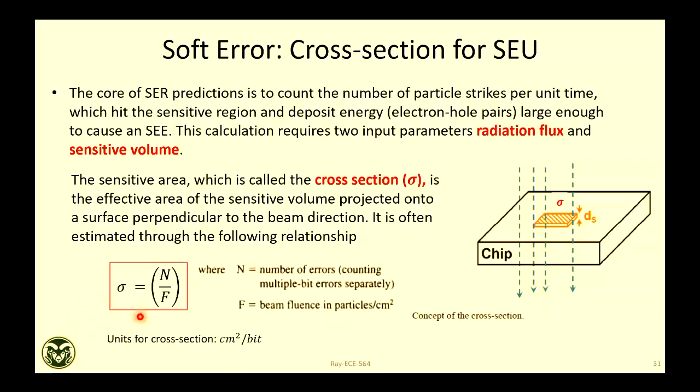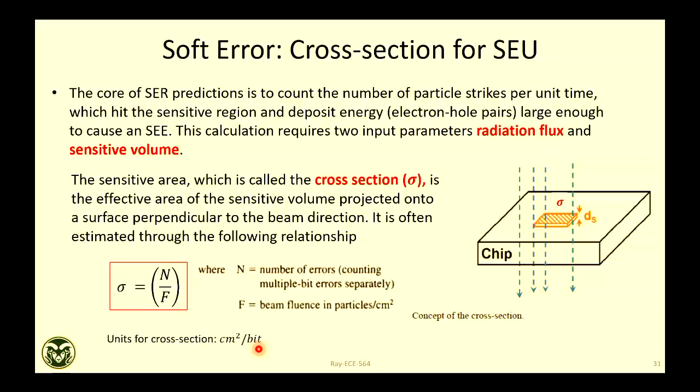So if you define this cross-section for a memory die, N is the number of errors that you observed, and F is the fluence of the beam. Fluence means how many ions are passing by per centimeter square. Not all will cause upset. So N divided by F will give you cross-section in units of centimeter square per bit. That means for 1 bit, what is the cross-section, or for 1 bit upset. So that is the typical way of quantifying soft error rate in terms of cross-section. Okay.